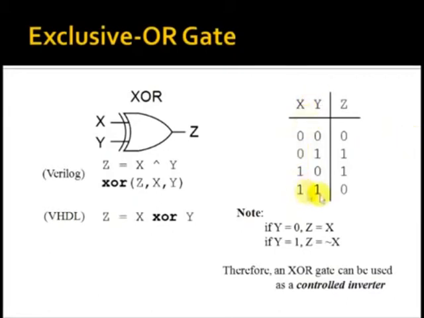Let's take a look at the truth table over here. Notice that if y is equal to 0, then the output z is the same as x: 0, 1, 0, 1. On the other hand, if y is 1, here and here, then the output z is the opposite of x, that is NOT x. Therefore, we can use the exclusive OR gate as a controlled inverter. That is, if you want to just let x get through, then you just make y 0, and if you want z to be NOT x, just let y be equal to 1.